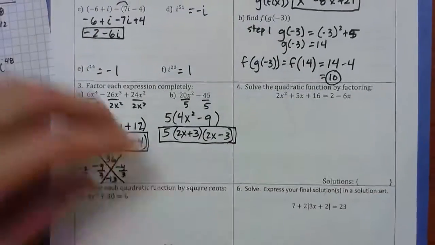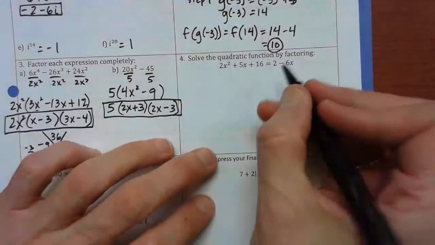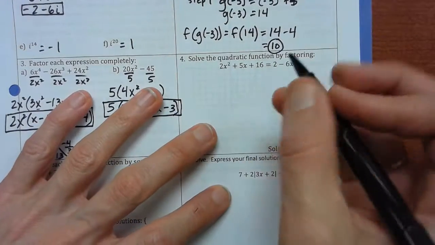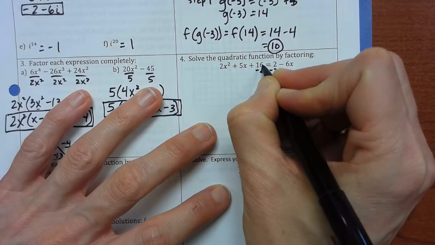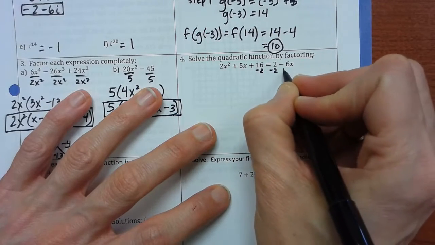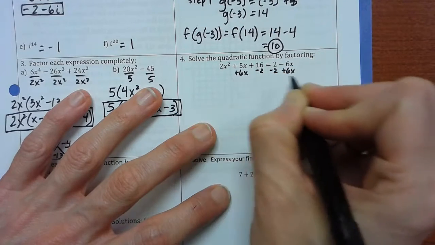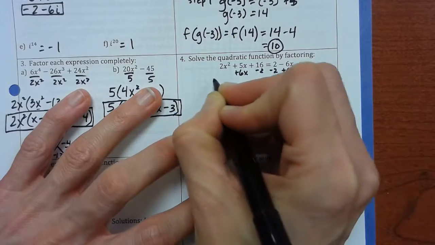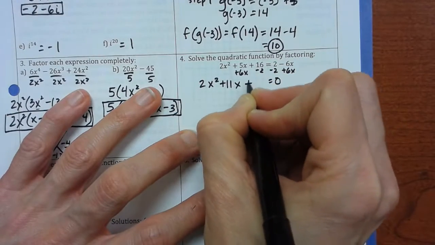Okay, solve the quadratic function by factoring. For this, I need to first set it equal to 0, so I'm going to have to subtract 2 from both sides, and I'm going to line that 2 up with the 16 because that's its like term, and I'm going to add 6x to both sides, so I'm going to line it up here. This side will become 0, and this side is 2x squared plus 11x plus 14.